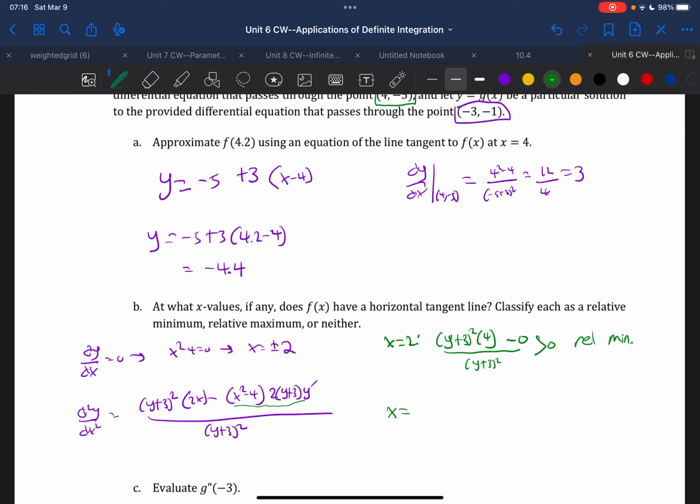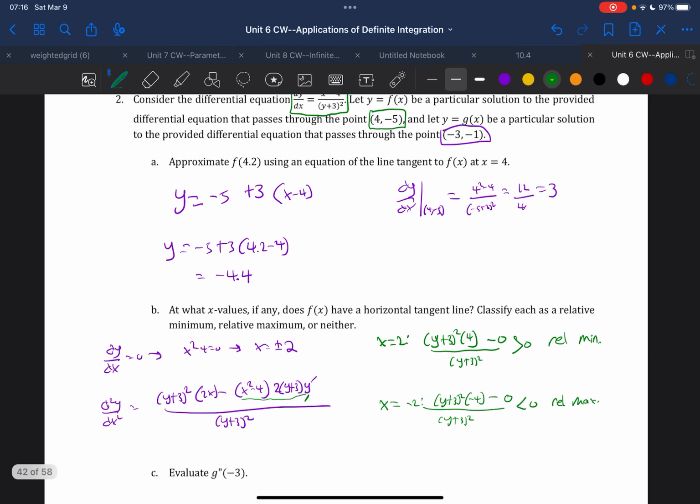And then we'll do the same thing here. We'll plug in negative 2. So you get (y plus 3) squared times negative 4. Minus again. Negative 2 is literally when the derivative is 0, so y prime is 0. So that whole term is 0. Again, same logic. (Y plus 3) squared is positive, but times a negative is negative. Over a positive is going to be negative. So it's concave down, so that's a rel max.